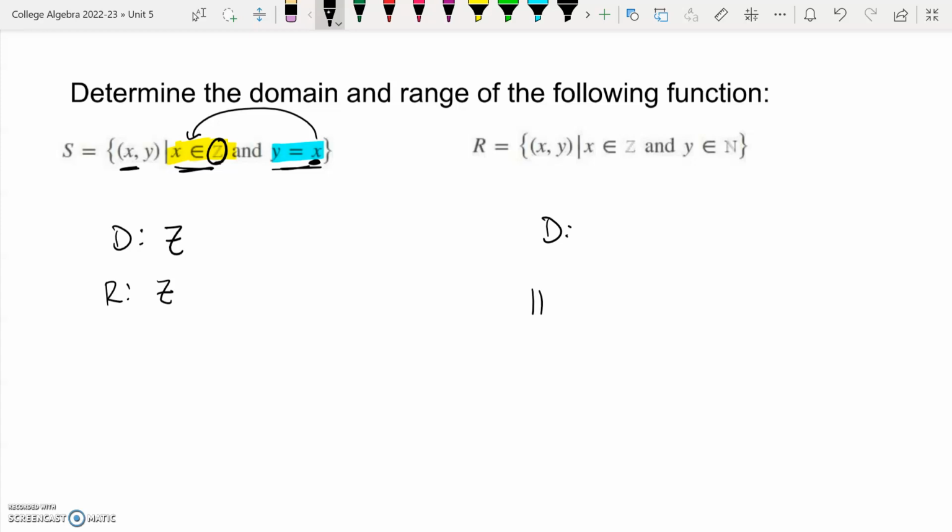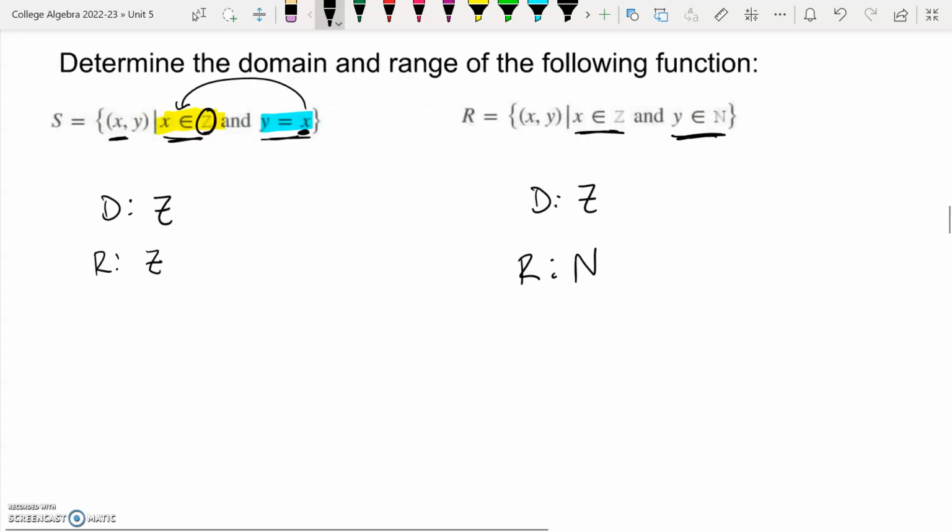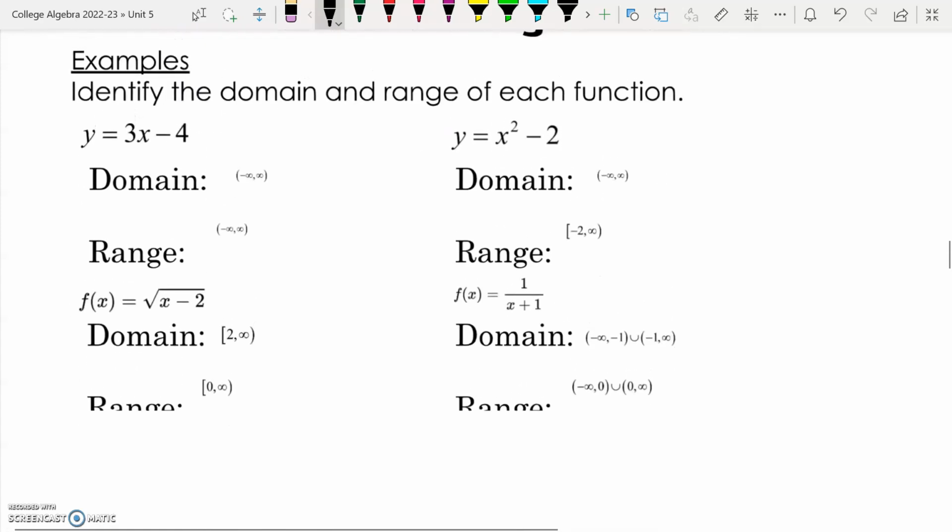Sometimes they'll have different values here. So in this case, my domain on the second one, it says x belongs to Z, so that'd be integers, and y belongs to N, so that'd be natural numbers, right? It's okay to have different sets, but if it says y equals x, then you're just going to use whatever x was, whatever it belonged to. Okay? So domain and range.